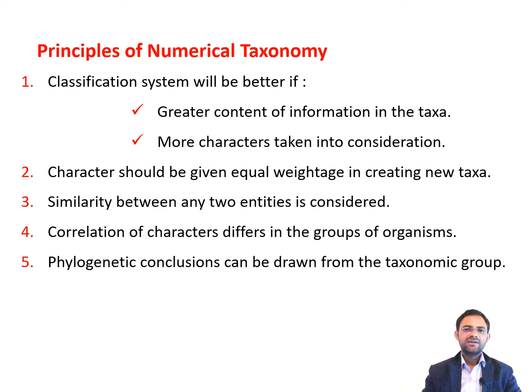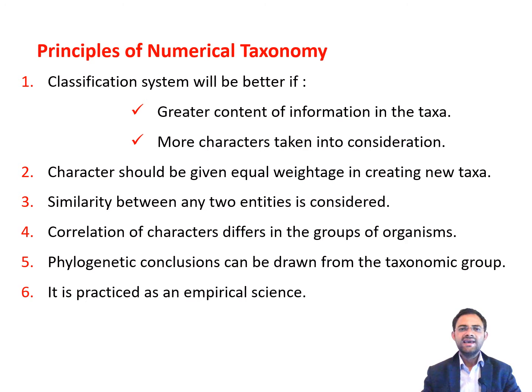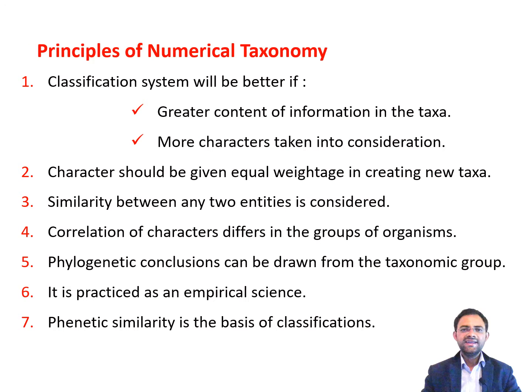The fifth one is that phylogenetic conclusions can be drawn from the taxonomic structures of a group and from character correlations, assuming some evolutionary mechanisms and pathways. The next one is that the science of taxonomy is viewed and practiced as an empirical science. The last one is that phenetic similarity is the basis of classification in numerical taxonomy.